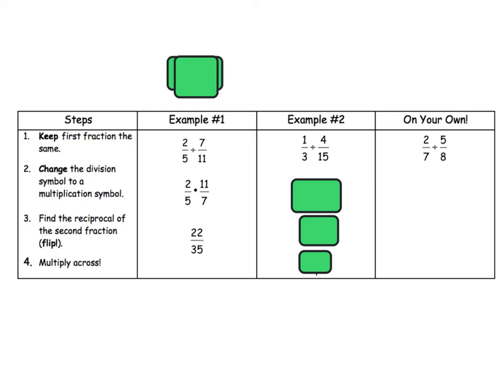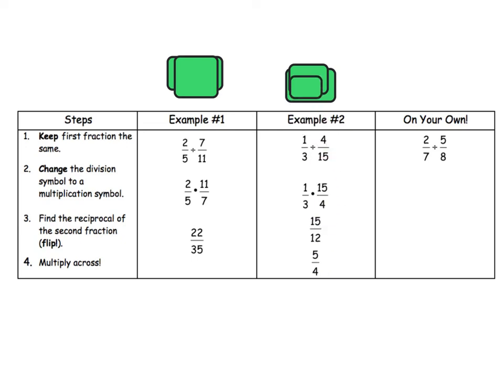Going to example number 2, 1/3 divided by 4/15. First, you're going to keep the first fraction the same, change the division symbol to a multiplication symbol, and flip the last fraction. So that gives us 1/3 times 15 over 4. Multiplying across, we get 15 over 12. This isn't in its simplest form because 15 and 12 have 3 in common, and that gives us 5 over 4.